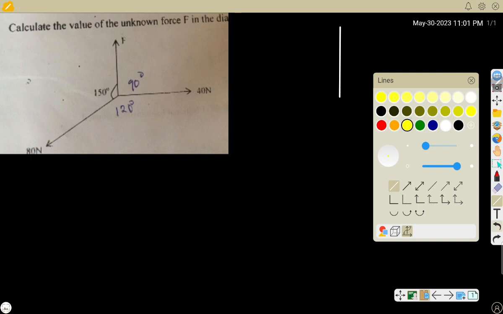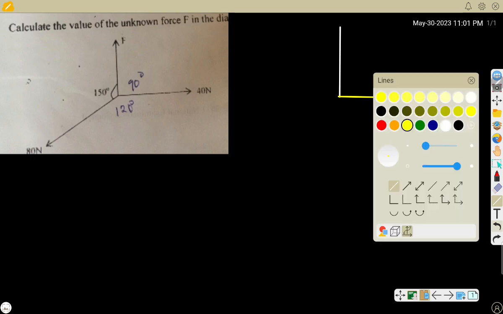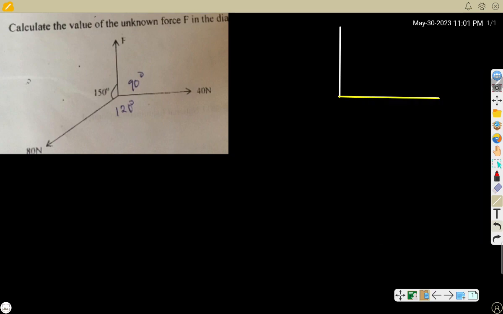I'll use another color for this one. Let's say this place is 40 Newton. Then we have here to be 80 Newton. So you will see the way I'll move those forces now. Remember, forces are movable. So this is 40 Newton. So this is 80 Newton.